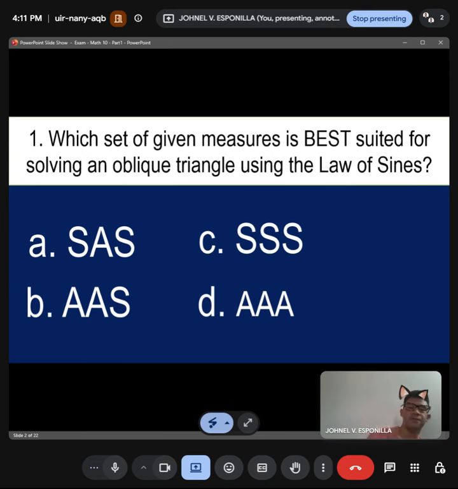Number one, which set of given measures is best suited for solving an oblique triangle using the law of sines? A, SSS, B, AAS, C, SSS, or D, AAA. We'll give you 5 seconds to answer. Okay, go.